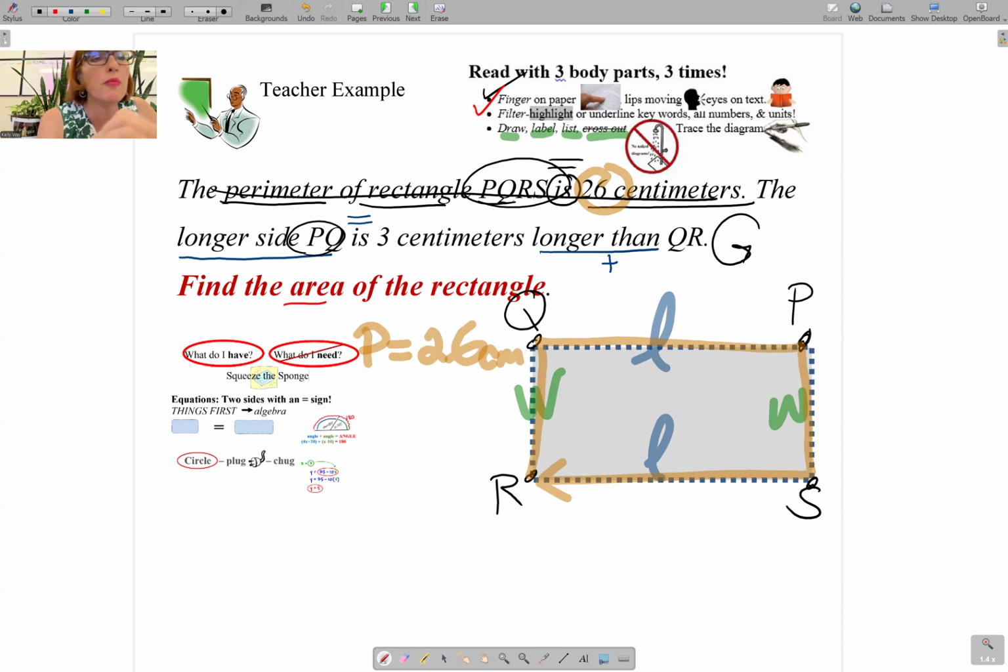The longer side, PQ, that's an equal sign, 3 centimeters longer than QR. QR is our width. So it's 3 centimeters longer than the width. I'm going to label both sides: length equals 3 centimeters longer than the width. Notice we're not figuring anything out. All we're doing is getting the food out of the fridge. Draw, label, list, cross out. Find the area. Area equals question mark.